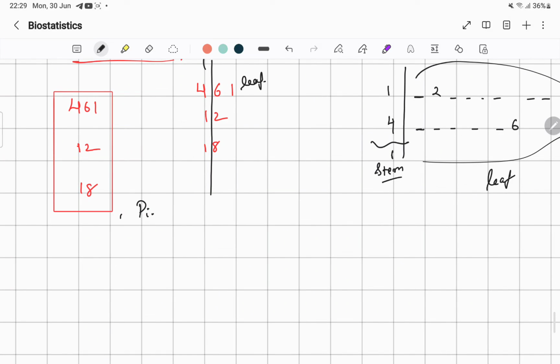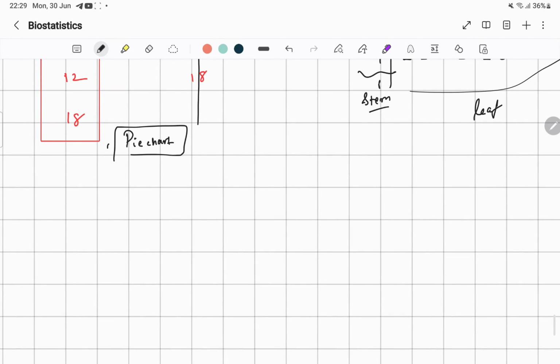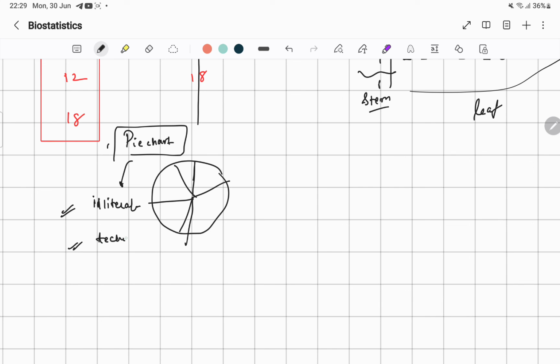Then the pie chart, for qualitative data. You know all about the pie chart. This is the pie chart, right? It is used for illiterate people. So if you ask illiterate people, you can use it. You can use it for any technical data. You can use it for some comparative data.